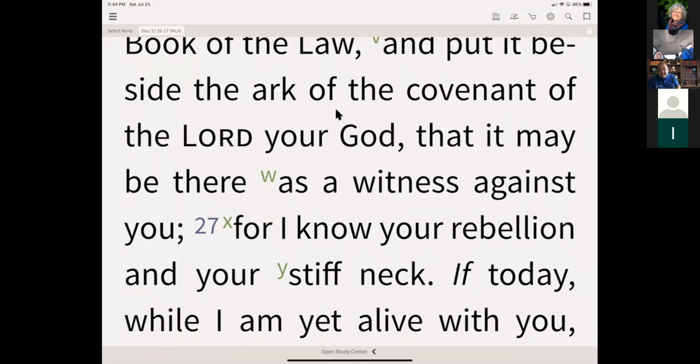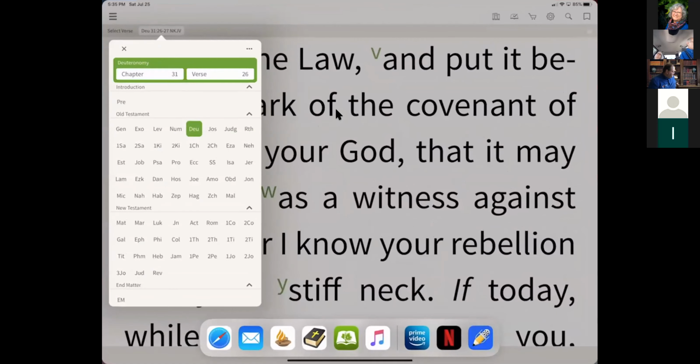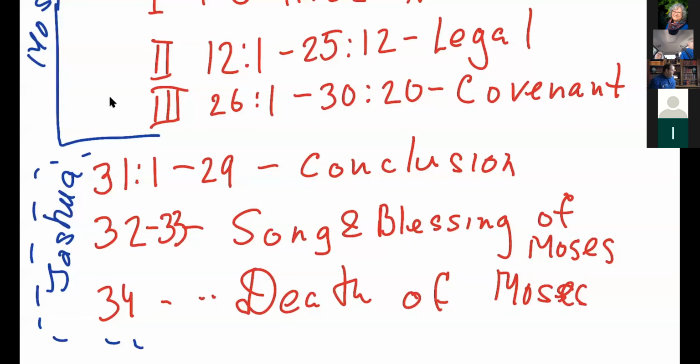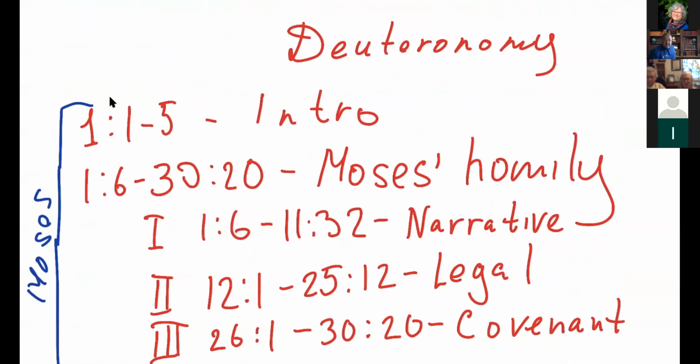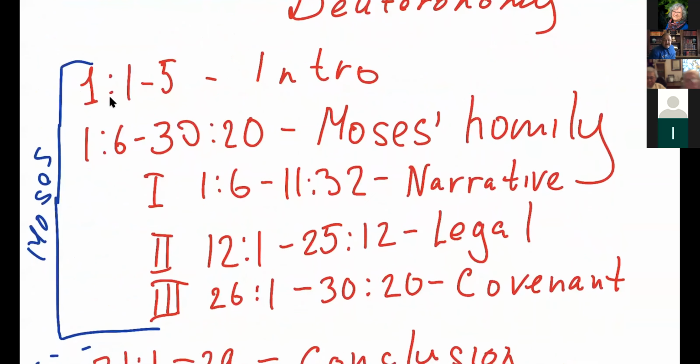He describes the death of Moses, and then he keeps writing about his own experience in the conquest of Canaan. I hope it makes sense to you. But this is why you have this.